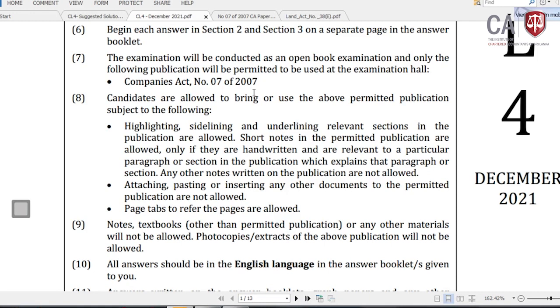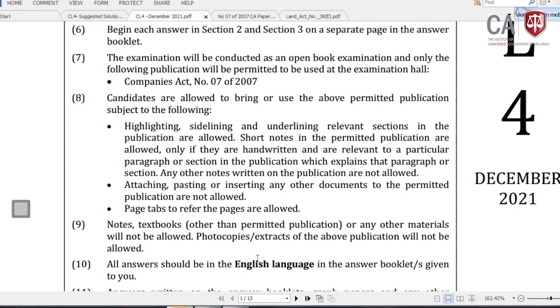The only document that you can keep with you for the exam is the Companies Act. Here it specifically states that notes, textbooks, other than permitted publications or any other materials will not be allowed, and photocopies or extracts of the above publication, in the sense photocopies or extracts of the Companies Act, will not be allowed.